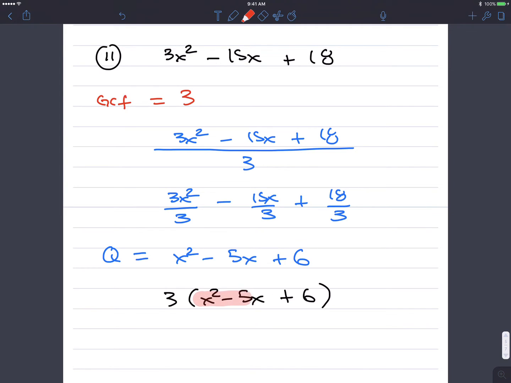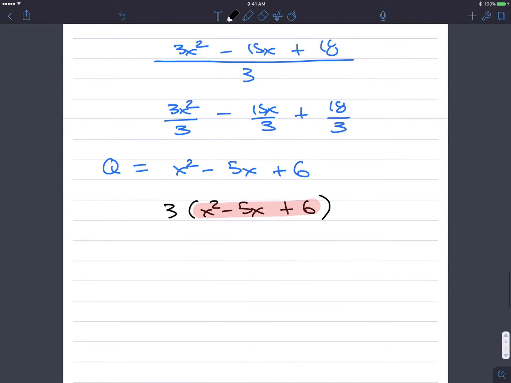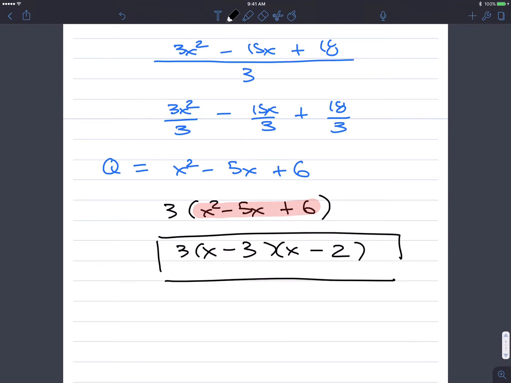And then we factor this what? Factor this trinomial by whatever recipe is called for. X and x. Right, my product is positive 6 and my sum is negative 5. What'd you guys get? Negative 3, negative 2. There you go. Factor completely. That one's number 11. Let's try 13.